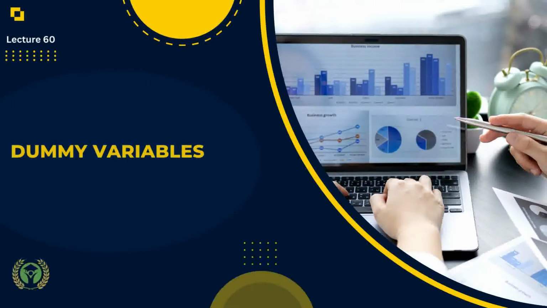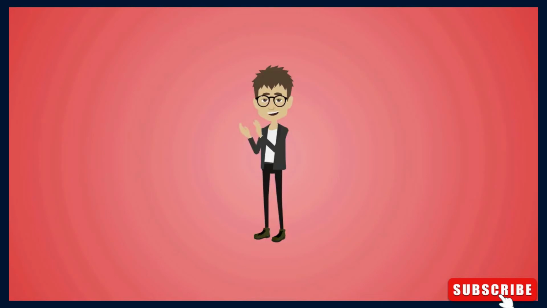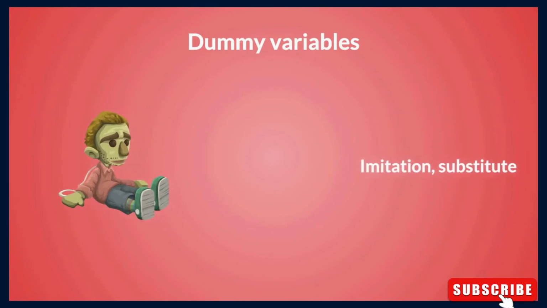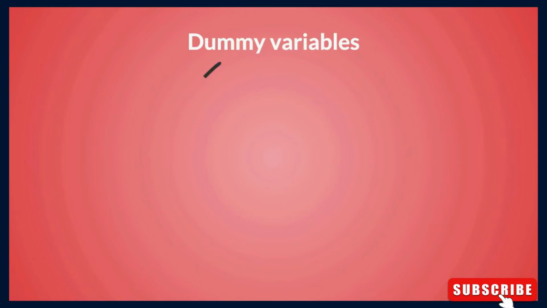Lecture 60, Dummy Variables. Congratulations on reaching the last lesson of our regression analysis section. Our focus here will be dummy variables. Apart from the offensive side of the word, there is another meaning, an imitation or a copy that stands as a substitute. In regression analysis, a dummy is a variable that is used to include categorical data into a regression model.